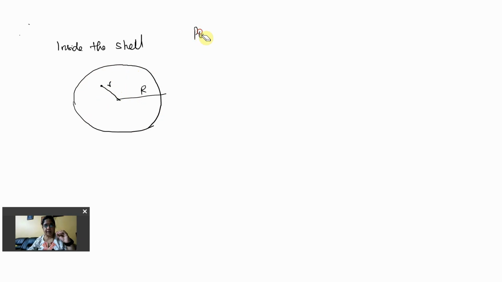So the potential due to the inside is equal to V1. V1 is equal to minus Gm divided by the distance r. What is the distance from the center to here? It is minus Gm divided by r. So what is m here? M is volume into density.